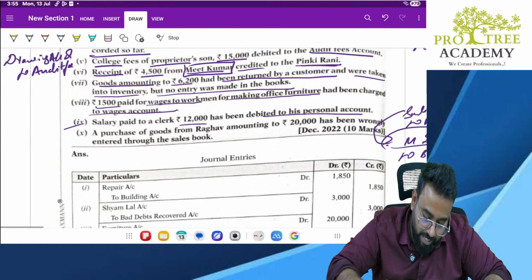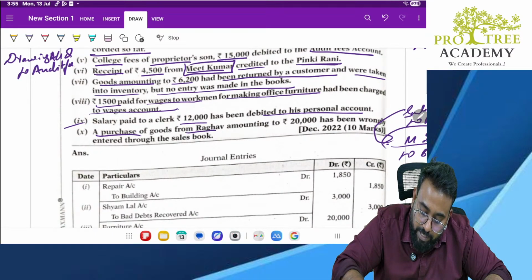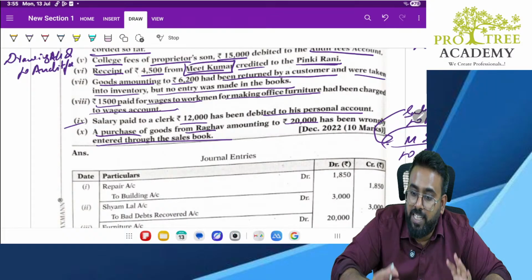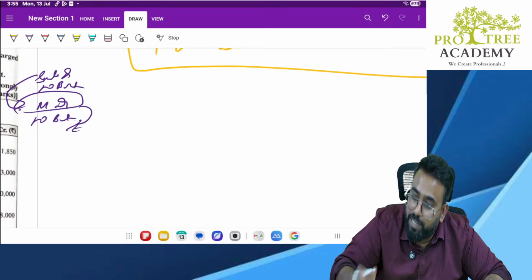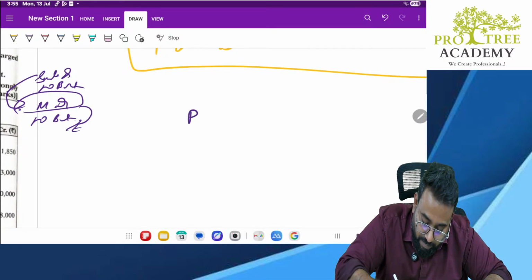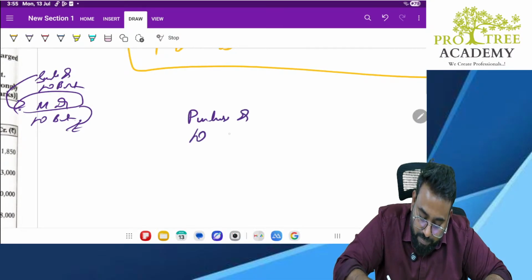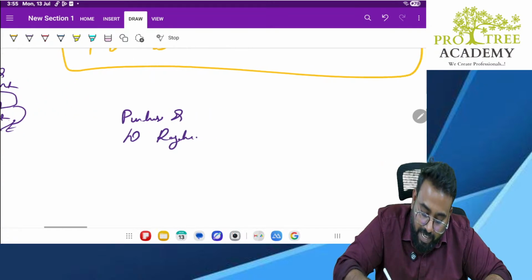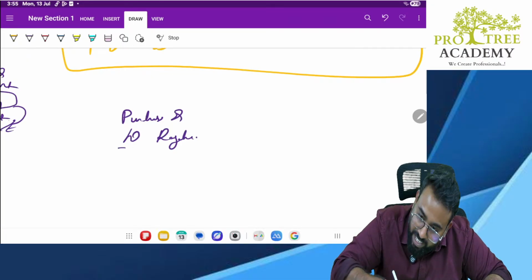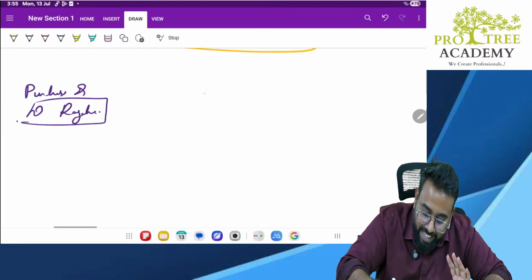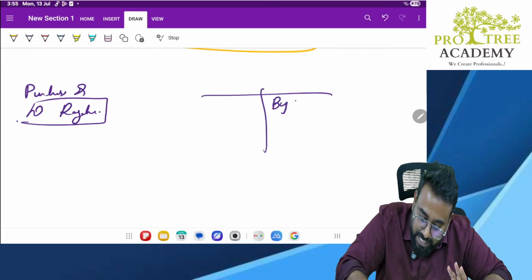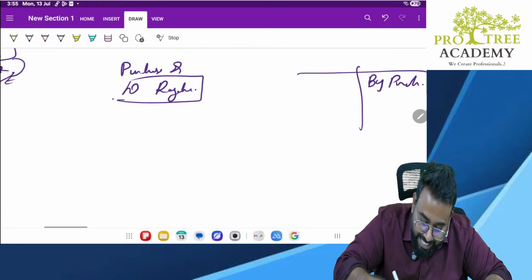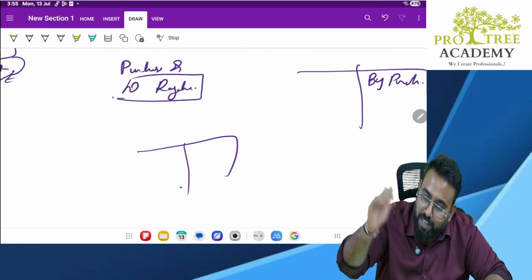Understanding everybody. Next, purchase of goods from Raghav amounting to 20,000 has been wrongly entered through the sales book. Sir, what is the actual you have purchased? What is the entry when you purchase? Purchase account debit to. What is the entry you have recorded? You have recorded Raghav correctly. In Raghav ledger you are showing it as by purchases only. Problem is, in sales ledger also you are showing it as sold to Raghav.